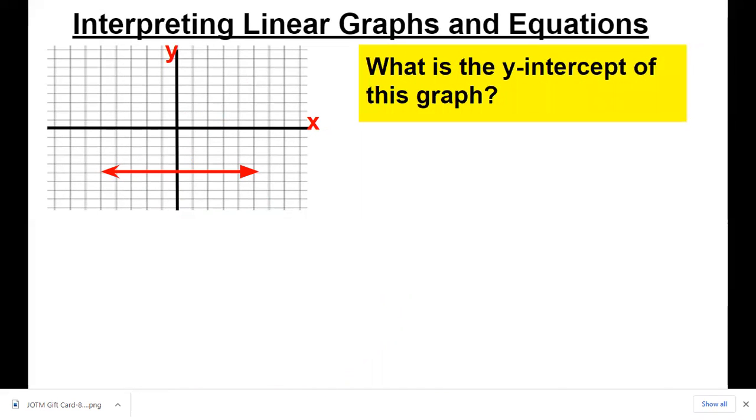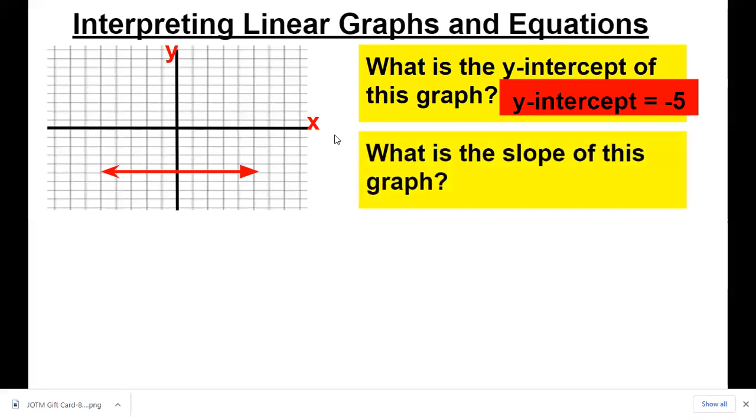What is the y-intercept of this graph? -5, right? It's crossing it right here at -5. It has a slope of 0. It has no slope. There's no hill there. What is the slope of this graph? I just told you it's 0, right?